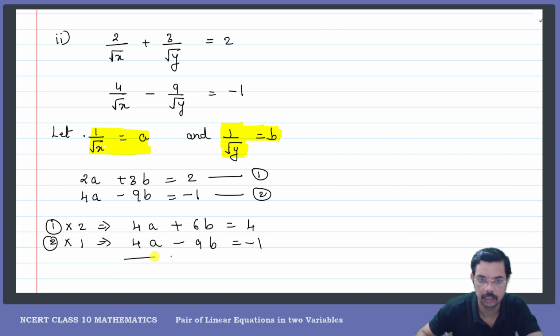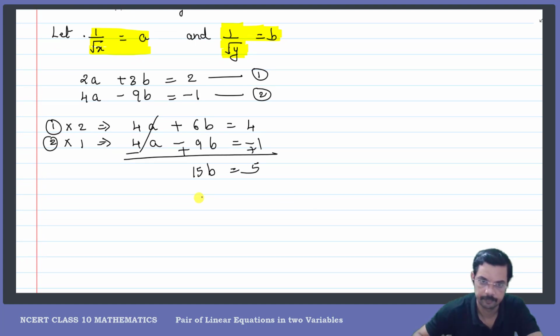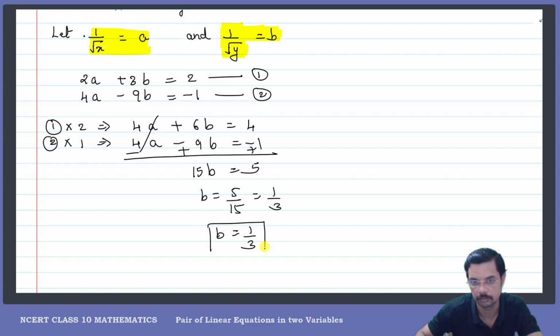Eliminating, minus and plus. You can cancel this. So this is 15b, and here we have 5. So b is equal to 5 by 15, or 5 3s are 15. So it is 1 by 3. b equal to 1 by 3.